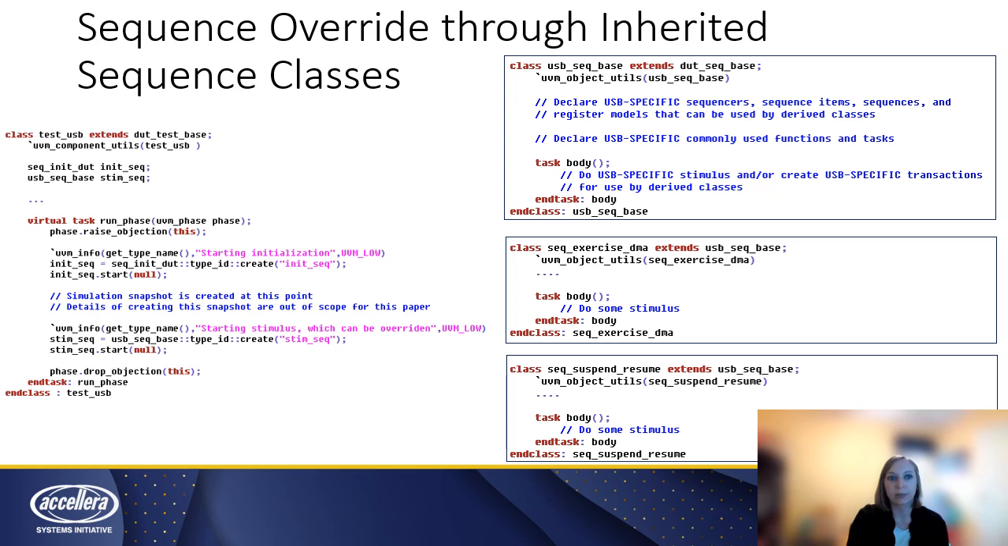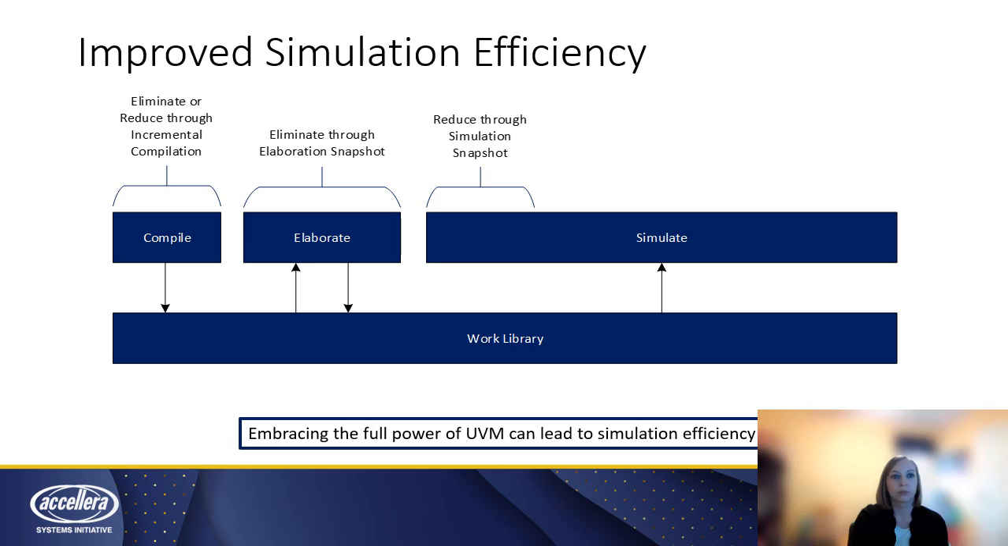I previously reported that using elaboration snapshot saved 8.6 minutes per test in a benchmark of my organization's test bench. Simulation snapshots can save even more by removing duplicate simulation cycles from the overall regression. Across the 2,000 test regression, the savings can easily amount to days of processing time. I have now shown how using the dynamic configuration power of UVM can eliminate repetitive compile and elaborate time. I've also shown how the use of sequence inheritance and override can eliminate some simulation time.